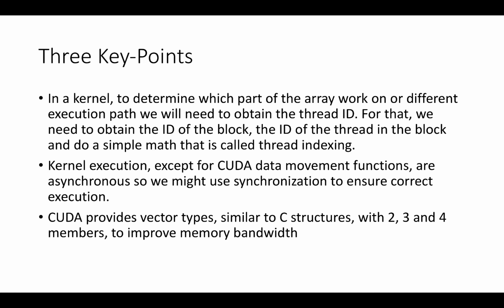First, in a kernel, to determine which part of the array to work on or to determine different execution paths, we will need to obtain the thread ID. For that, we have to retrieve the ID of the block, the ID of the thread in the block, and do a simple math that is called thread indexing. Second, we need to keep in mind that the kernel execution, except for the CUDA data movement function, are asynchronous, so we might use synchronization to ensure correct execution. Third, CUDA provides vector types, similar to C structure with 2, 3, and 4 members, to improve the memory bandwidth.